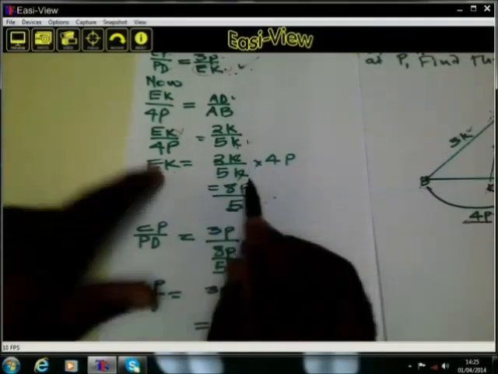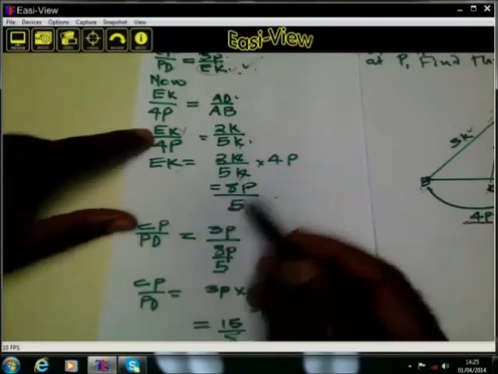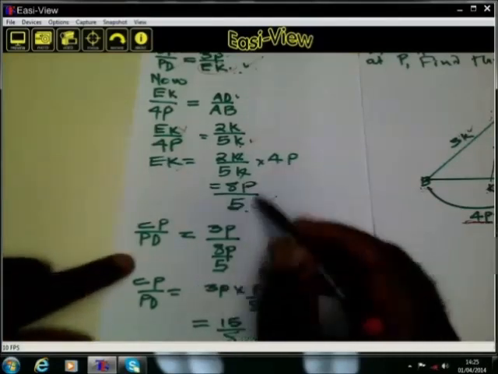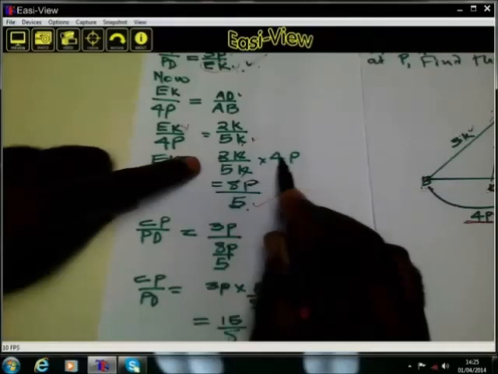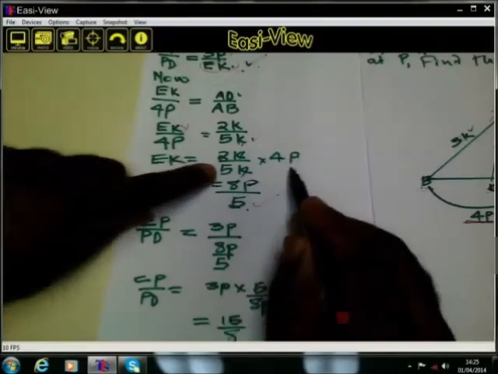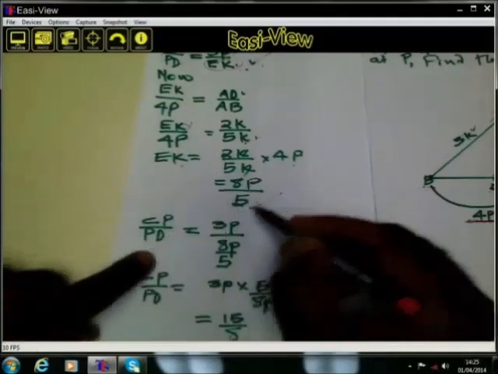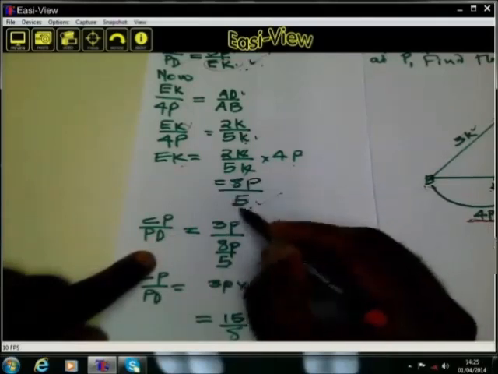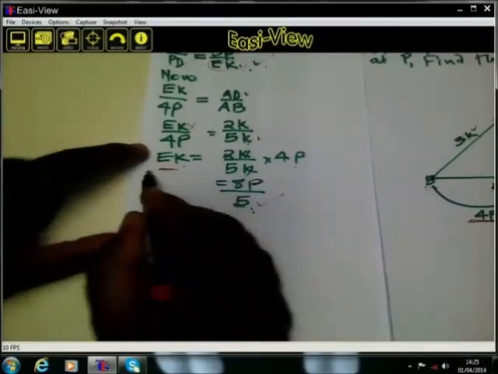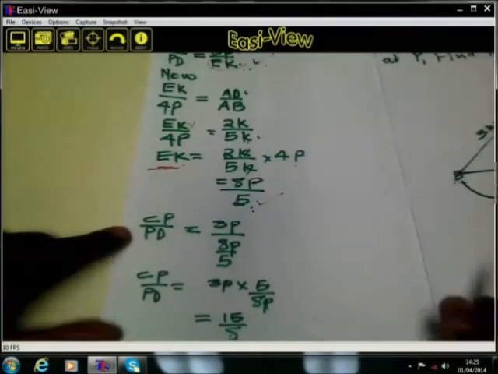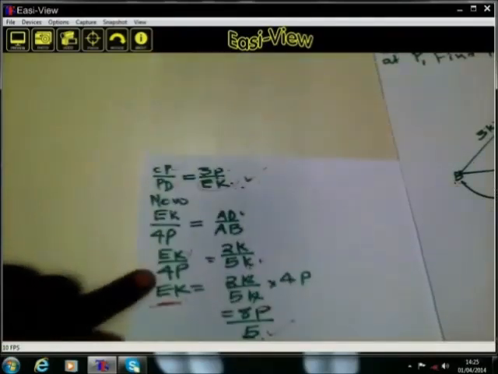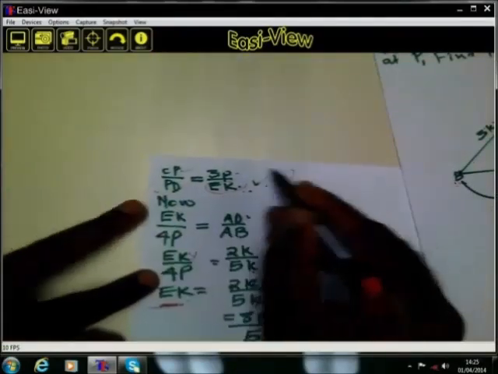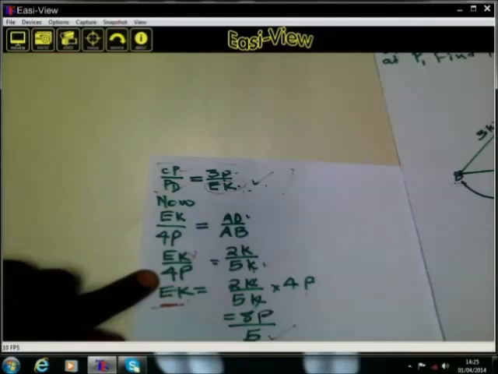This is simple mathematics that we can just carry on, turning EK into the subject of the formula, such that eventually the K cancels the K, and it leaves you with 5. 2 multiplied by 4 is 8P. 8P divided by 5. That is going to be the value of EK. Fine. But we know we still have that hanging.